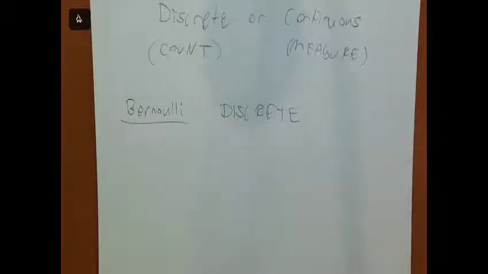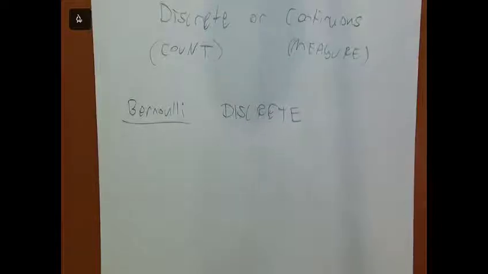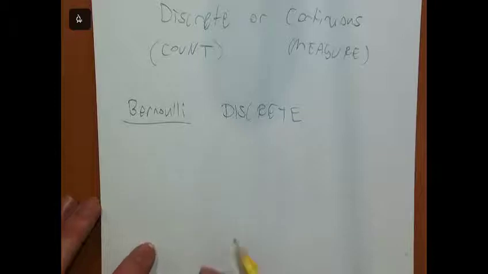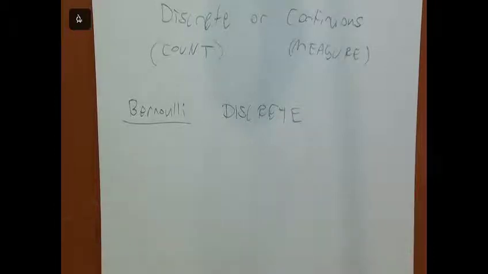The answers are 0 or 1. So a discrete distribution is asking the question of, when I have a single object, did something happen or not happen? That's what it's about.